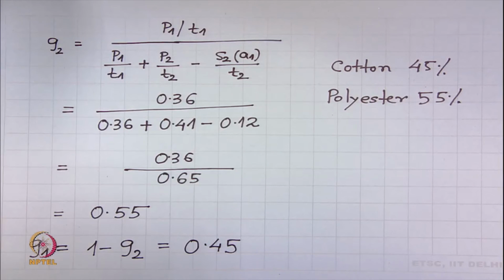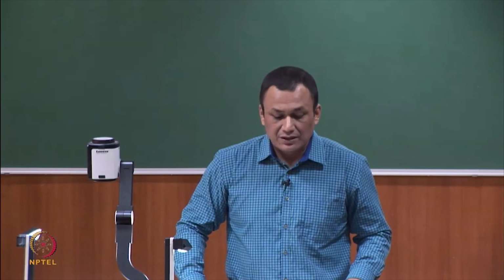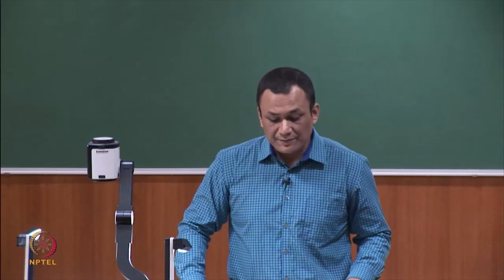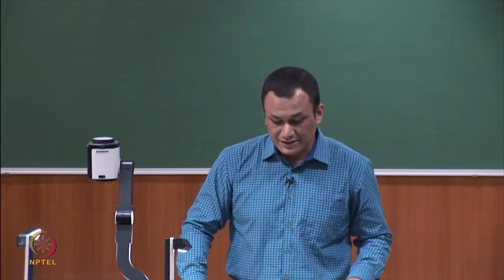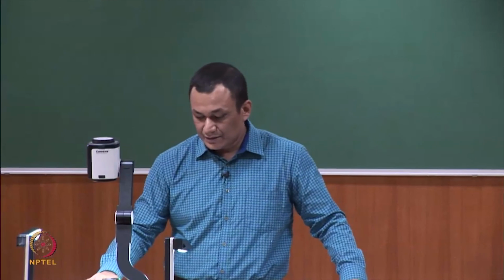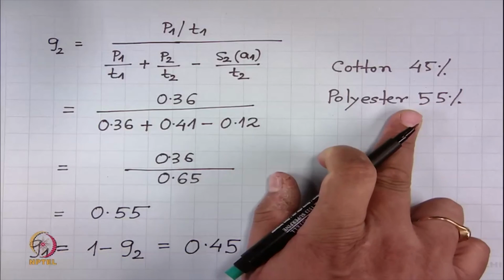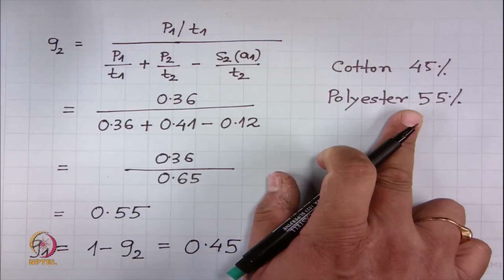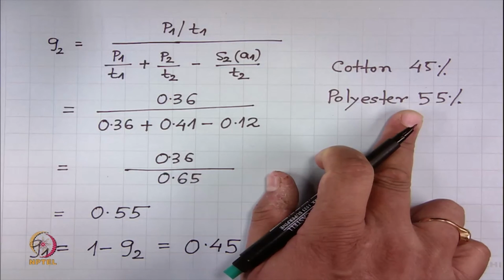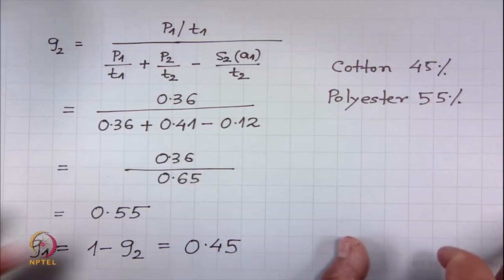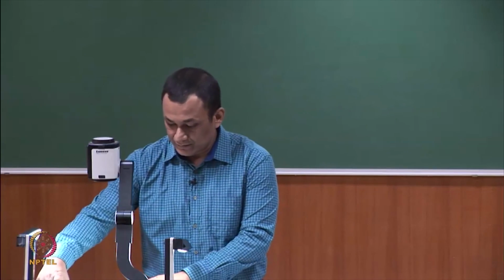So, this was the first part of the problem. Now, the second part is what will be the tenacity of this bundle, consisting of 45% cotton fibers and 55% polyester fibers. So, let us solve that part of the problem.